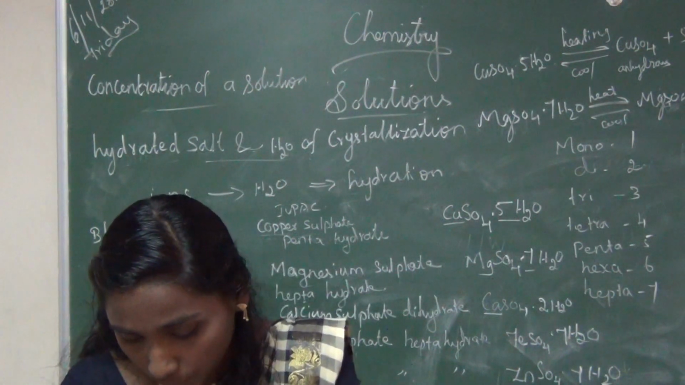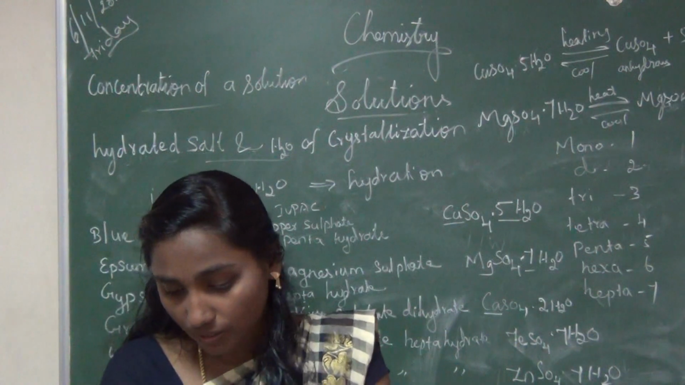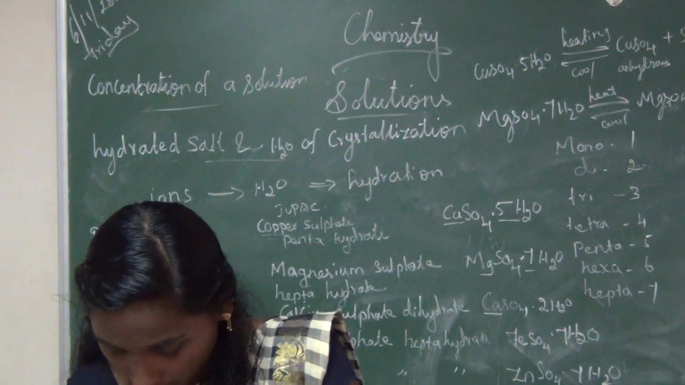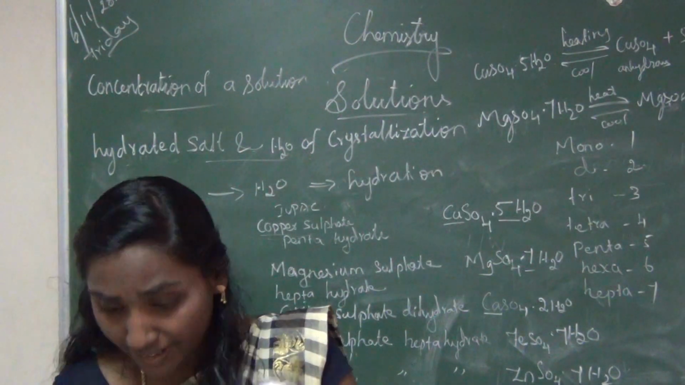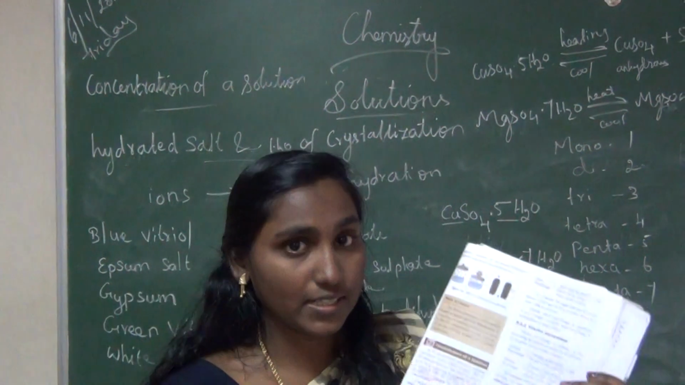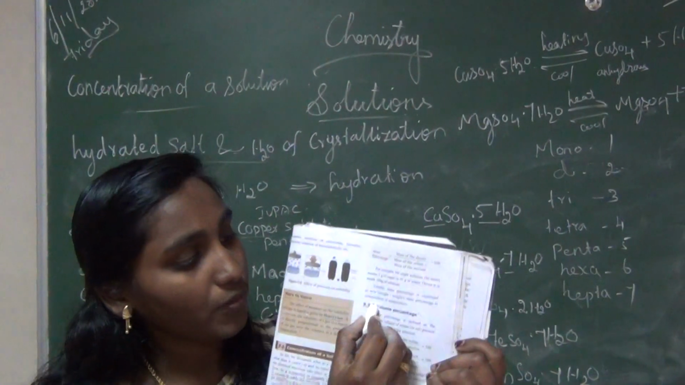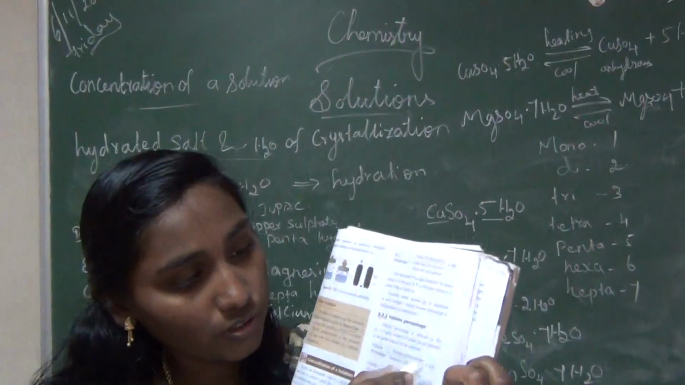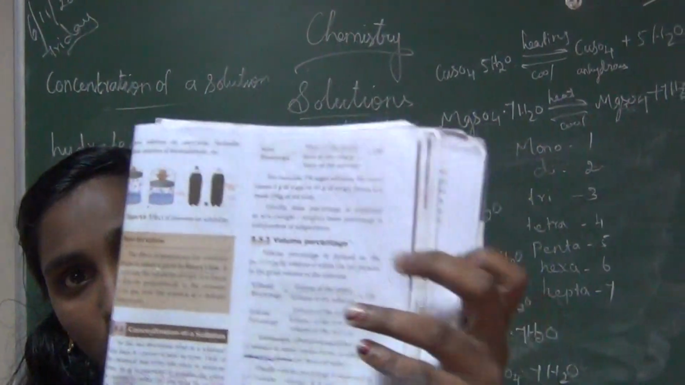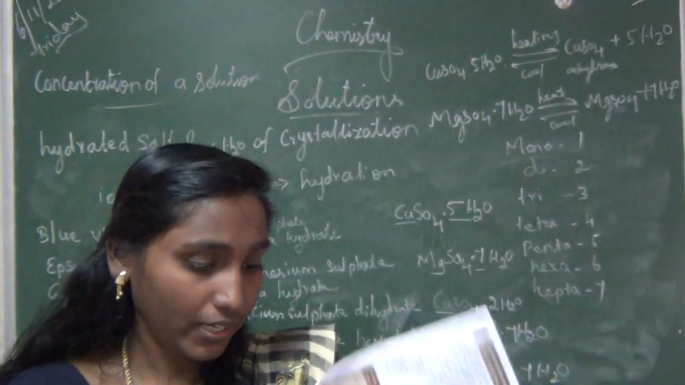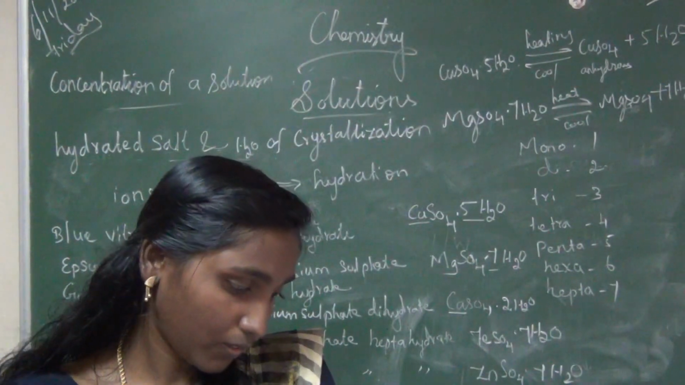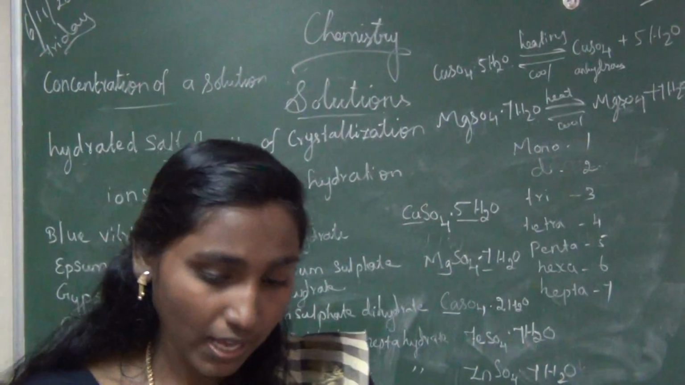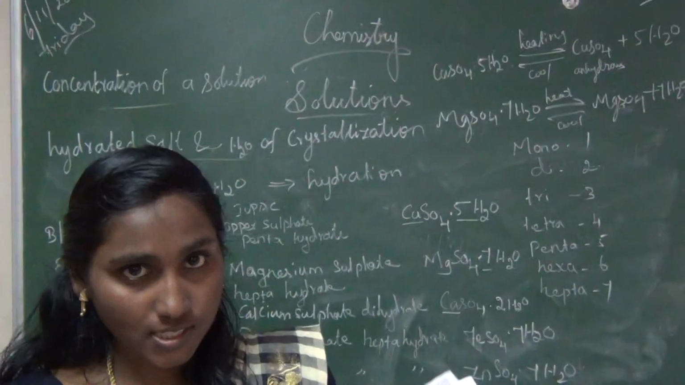Then Roman numeral 5, fifth question: define volume percentage. Answer is on page number 129. Start from here, the first paragraph. Volume percentage is defined, up to this equation, the first formula. The next question: aquatic animals live more in cold regions. Why? Answer is on page number 128.